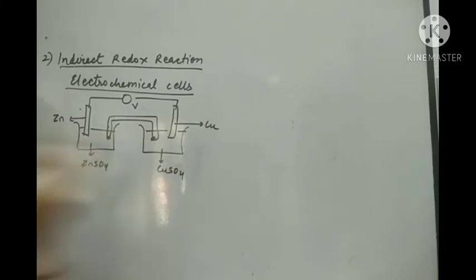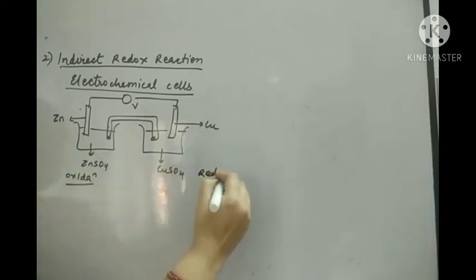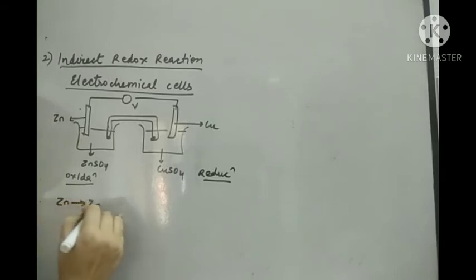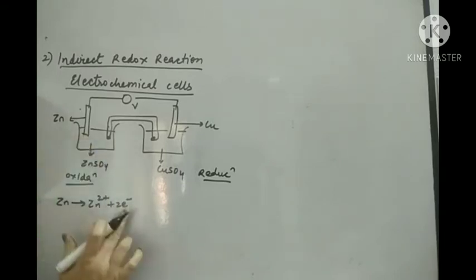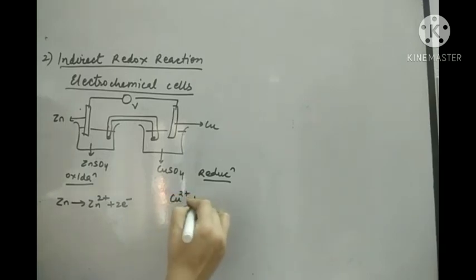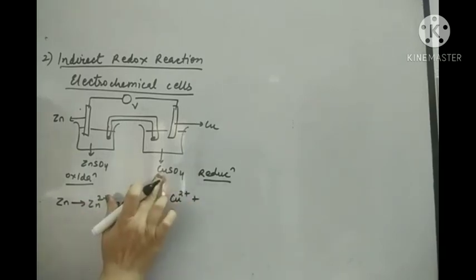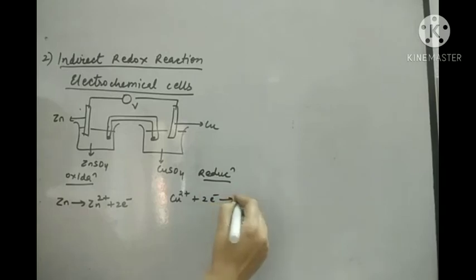So here also the same reaction will take place. But here, on the left side oxidation will occur and on the right side reduction will occur. On the left side Zn will change to Zn2+ plus 2 electrons, so the zinc rod will lose weight. Now these two electrons are accepted by Cu2+, from copper sulfate, and it will change to copper. So here also the same redox reaction is taking place, but there are two different containers.